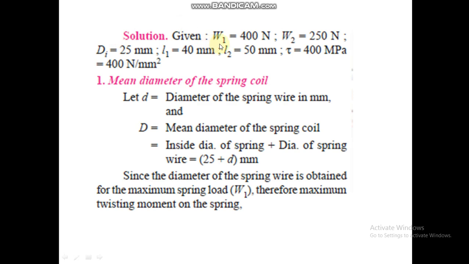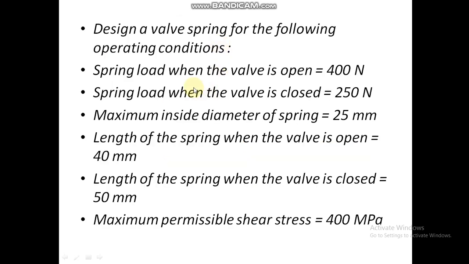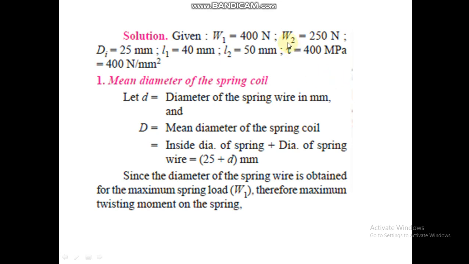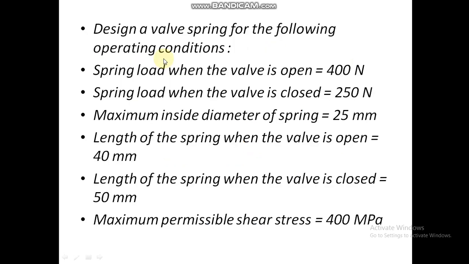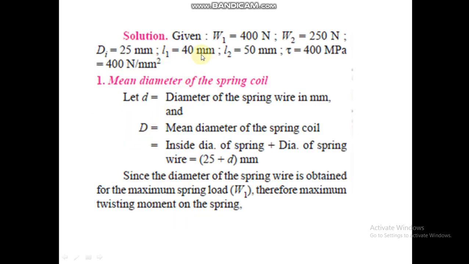Let's see the given data. W1 is 400 Newton. This is the load when the valve is open. W2 is 250. Inside dia 25 is given. This is the inside dia. Length of the spring when the valve is open, that is L1, is 40, and L2 is 50. Shear stress is 400 megapascal or Newton per square mm.